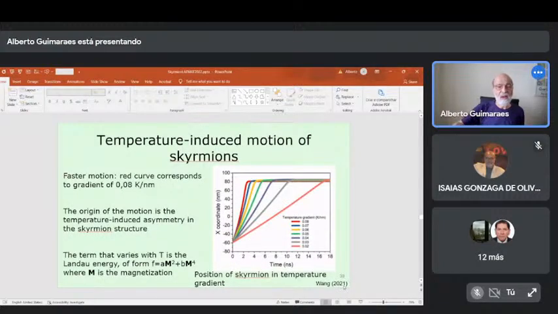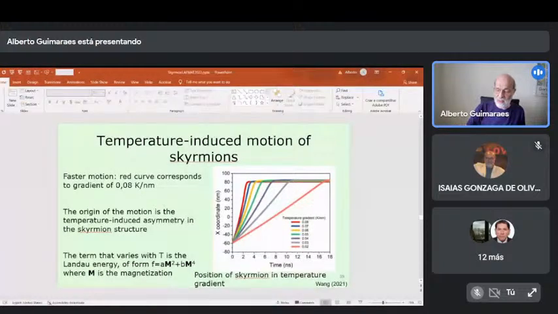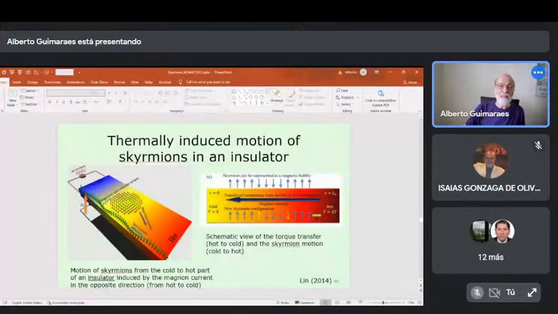This is the continuation of the same paper, showing that for different temperature gradients, the position varies more rapidly with the time. Therefore, a temperature gradient can be used to move skyrmions. This is a very interesting possibility.